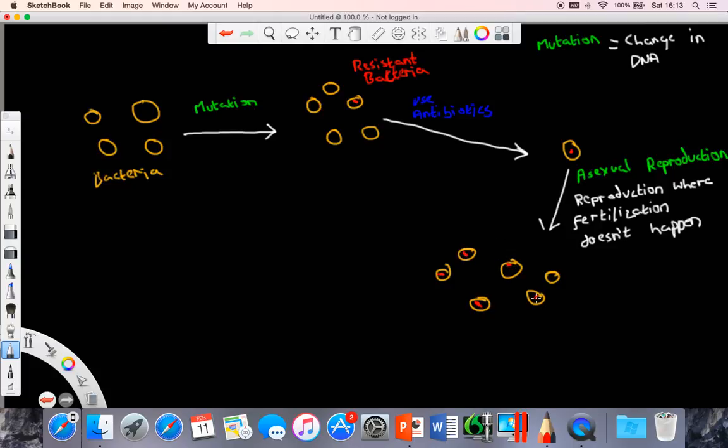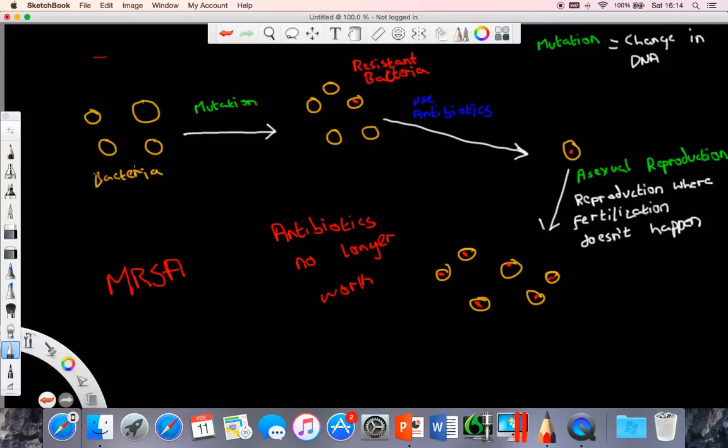So if we were to use these antibiotics on these bacteria, the antibiotics would no longer work, okay, because they all have this antibiotic resistant gene. So the antibiotics no longer work. This is what MRSA is. When you hear of people going into the hospital and getting MRSA, it's an infection caused by these antibiotic-resistant bacteria.